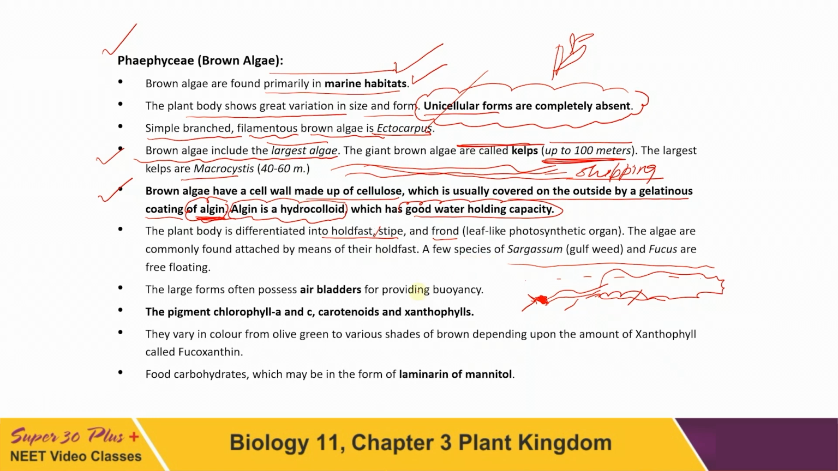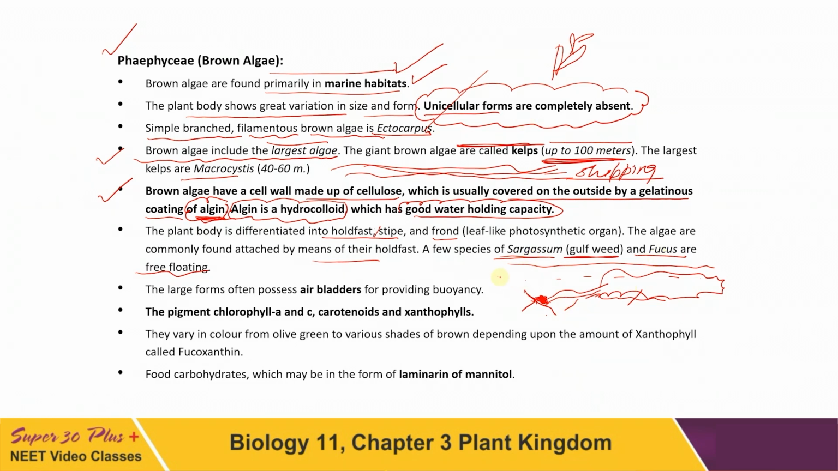The holdfast helps attachment of this alga to some substratum. A few species of Sargassum, known as Gulf weed, and Fucus are free-floating also. Remember the names: one is Sargassum, one is Fucus, one is Ectocarpus.